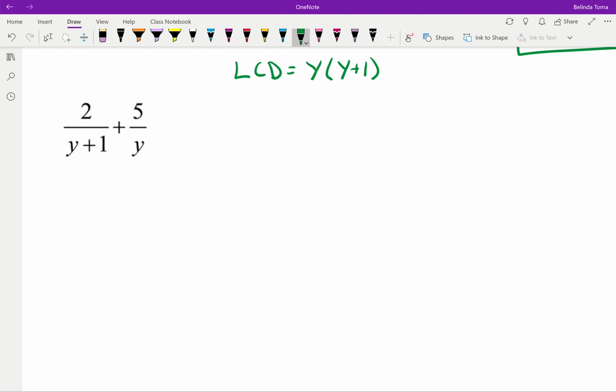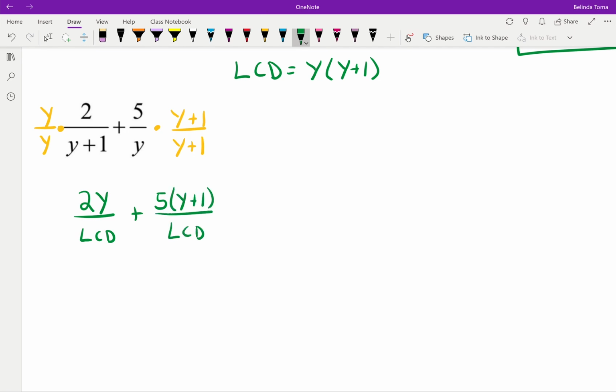So again, I'm going to just say the first fraction we're going to multiply by what's missing on the numerator and the denominator, which is the y. The second fraction is missing the y plus 1, so we're going to multiply the numerator and the denominator by what's missing. And that will give us 2y over the LCD plus 5 times the quantity of y plus 1 over the LCD.